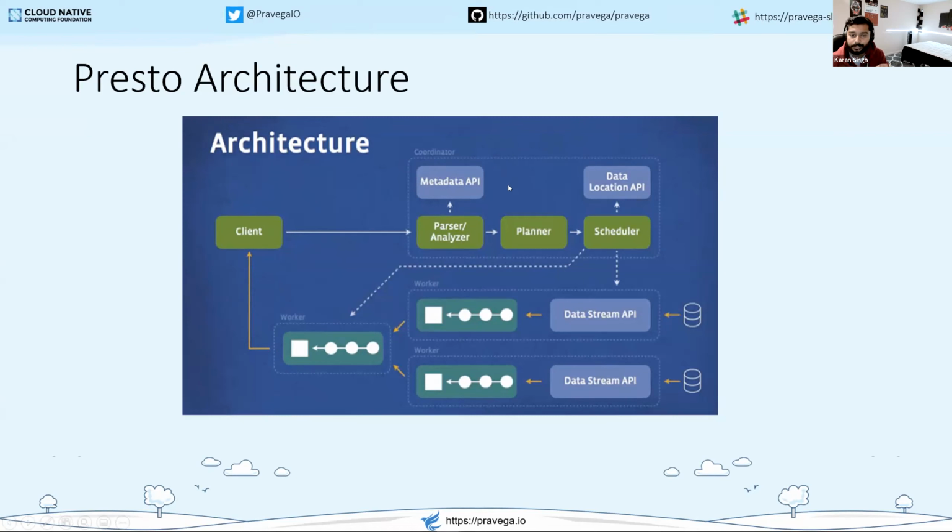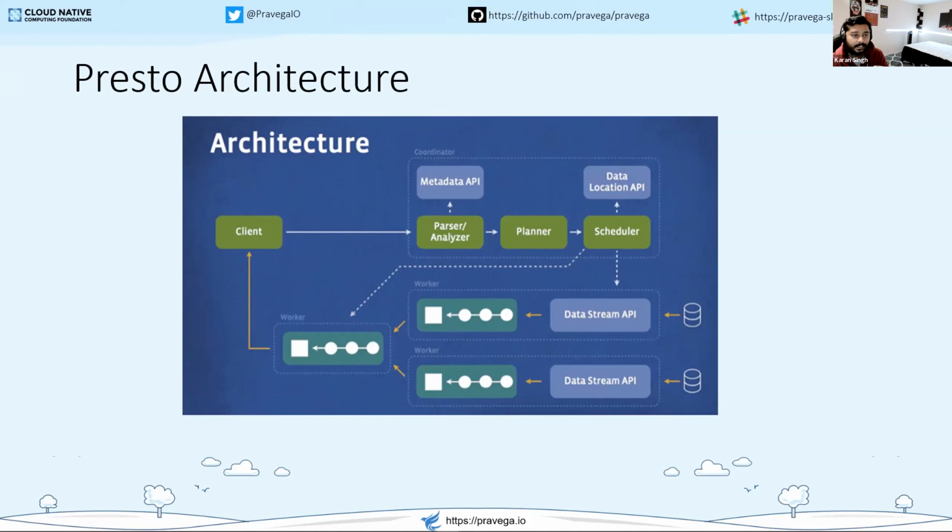The role of the coordinator is to take the query, which is fired from the client. It parses and analyzes the query, passes it to a planner, plans the entire query in stages and tasks, which we'll be talking about later on. Then it schedules the query, and then passes on the query to a process on splits of data or certain sections of data, which is then done by the workers. The actual processing is done by the workers.